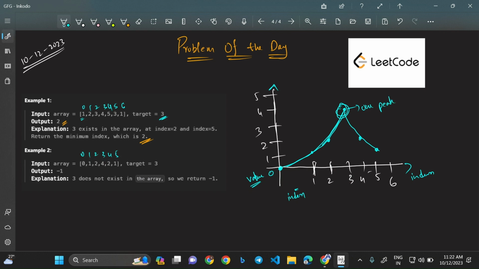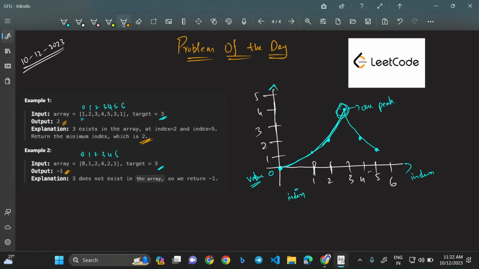And what are they asking us to find? 3. But there is no 3 in our array. So there is no occurrence of 3 at any index. We don't find 3. That is the reason we write -1. All right, so 3 does not exist in the array, so we write -1. So that's it.